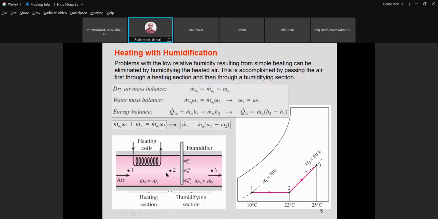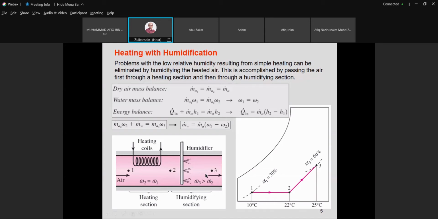So this is the heating coil, assuming that this is our environment condition. From point 1 to point 2, we are going to heat it up. After the heating process, we find that the RH value is going lower. Then we are going to increase the RH by introducing a spray of water vapor. In this case, it's called the humidifier. This humidifier could be a sprinkler, or it could be steam from boiled water. We introduce the steam.